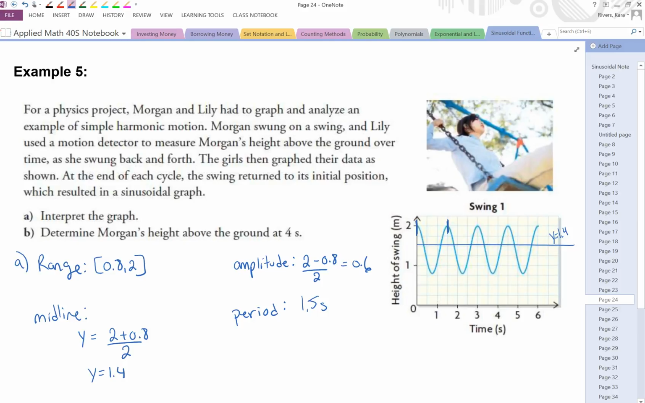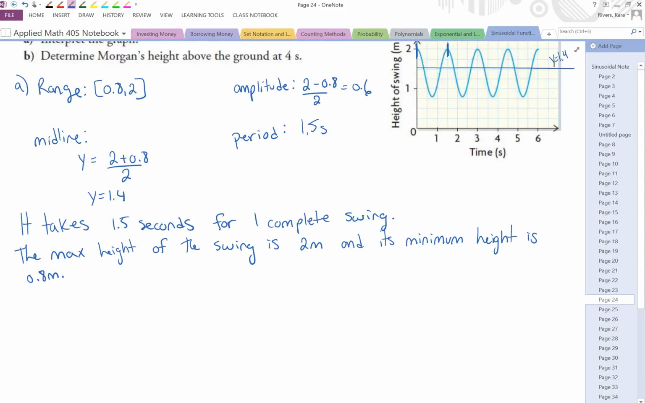And then our period is how long it takes for you to take one full swing from up to down. And then our midline is that halfway point, right? The halfway point in between. So let's write this down and summarize all of our findings. It takes 1.5 seconds for one complete swing. The max height of the swing is 2 meters and its minimum height is 0.8 meters.